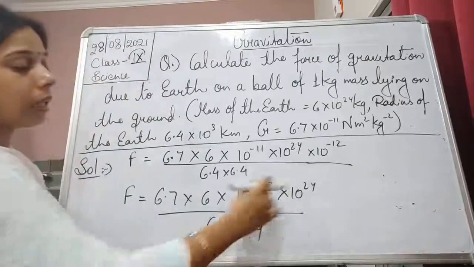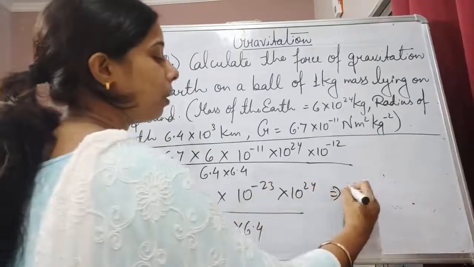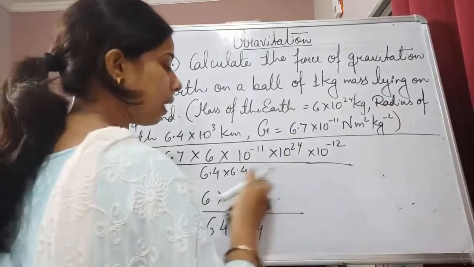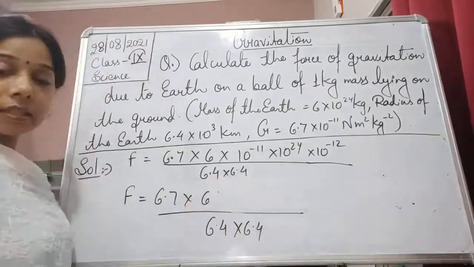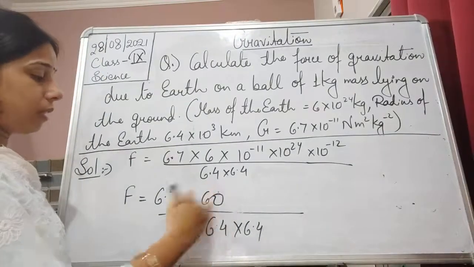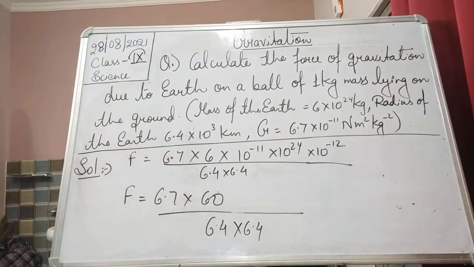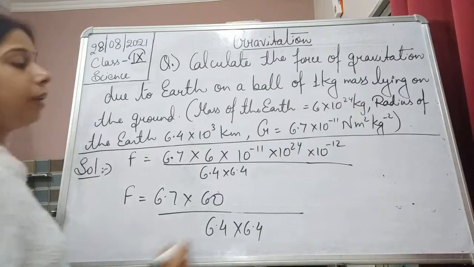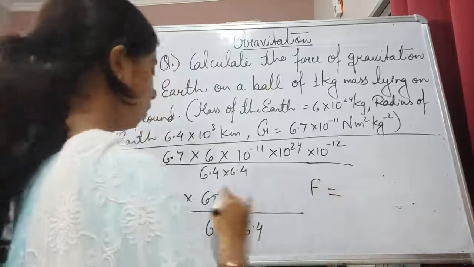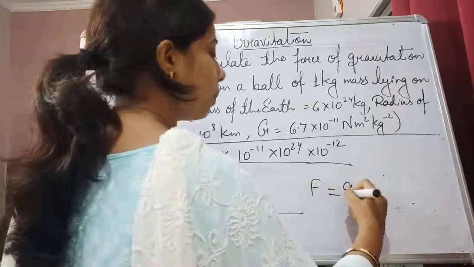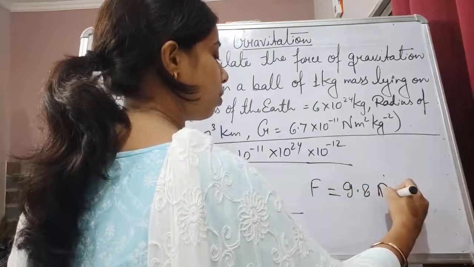This 23 and this 24 will become 10. So we can also write it as 6 into 10, that is 60. So 6.7 into 60 divided by 6.4 into 6.4. The answer that we get by this is F equal to, it is still in Newton, so the answer will be 9.8 Newton.